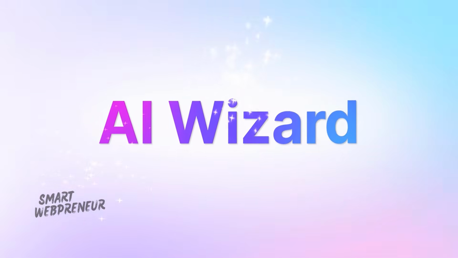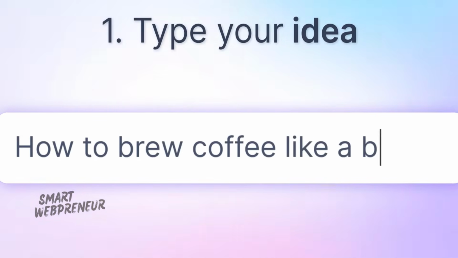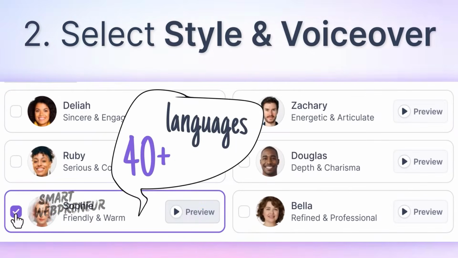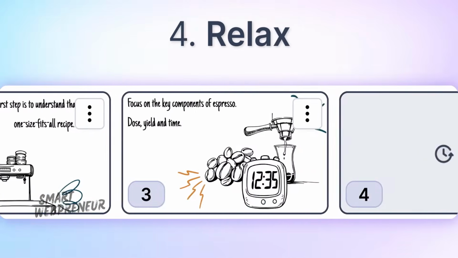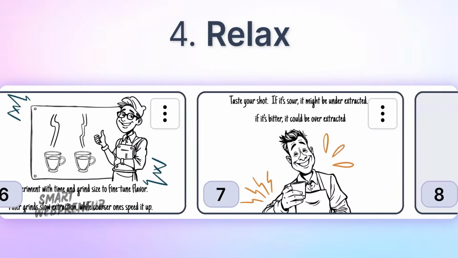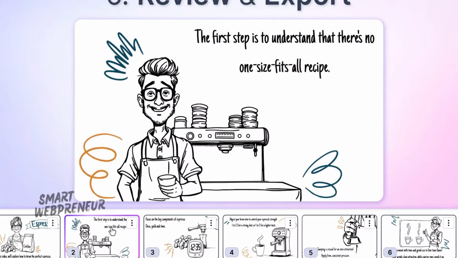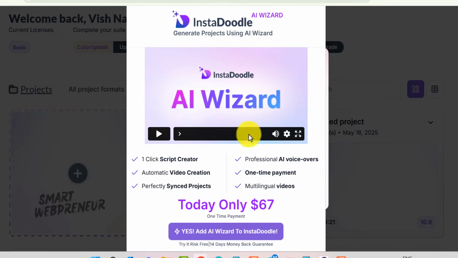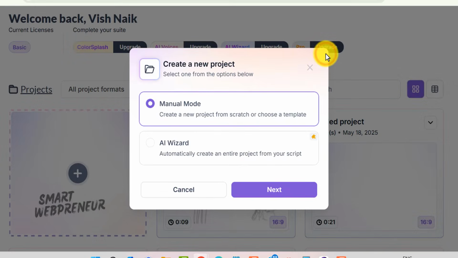Now, with this AI Wizard, when you input a simple text prompt, it generates a script, chooses doodle images to match your words, and even creates a voiceover narration, assembling it all into an animated video for you. Honestly, with the AI Wizard, you can have a full whiteboard video ready in under 10 minutes, and even if you're just using the basic editor, InstaDoodle makes the whole doodle video creation process super beginner-friendly.